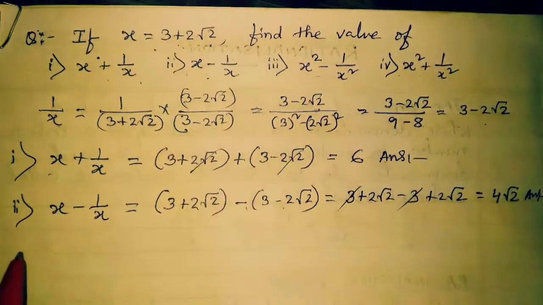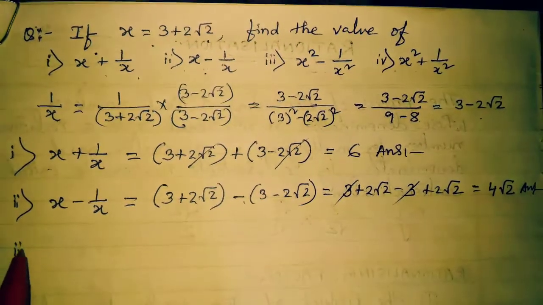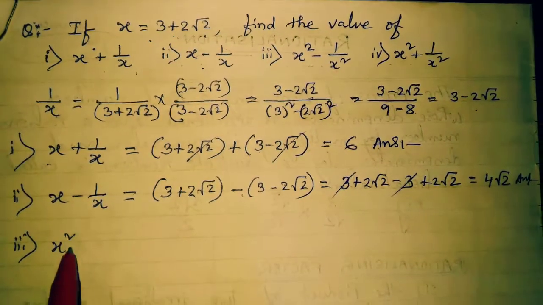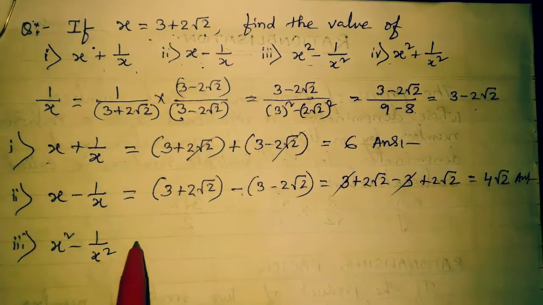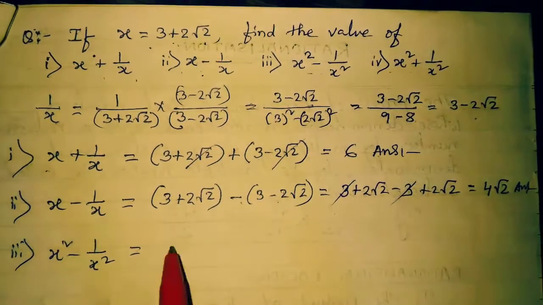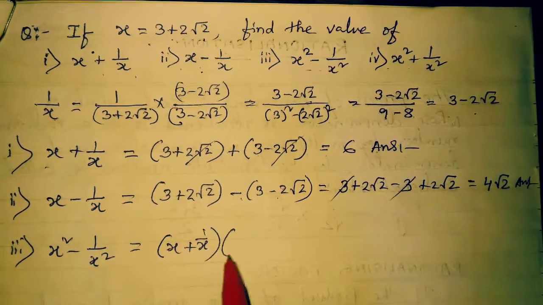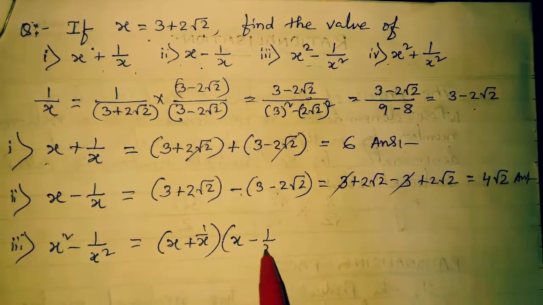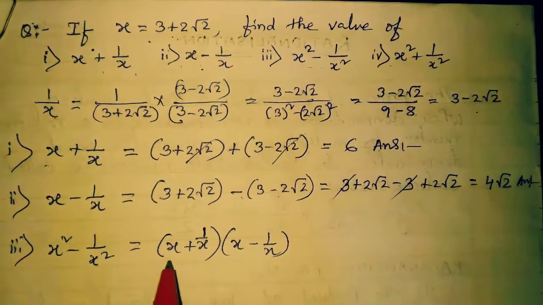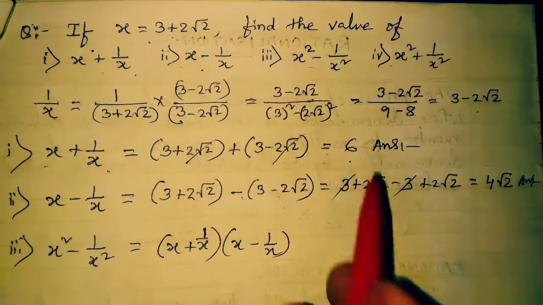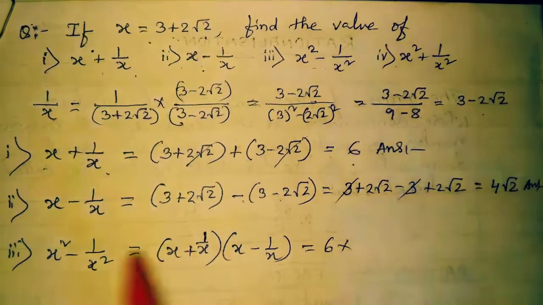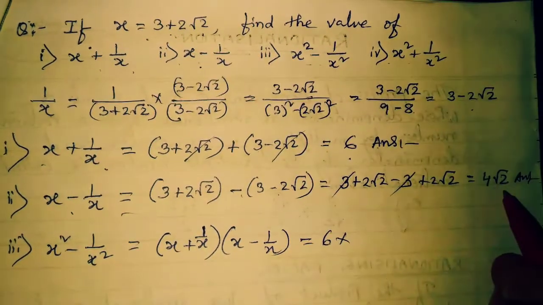Okay. Third is given what here? Third is given to find out x square minus 1 by x square. Student, you know the formula, a square minus b square formula. That is what? (a plus b) into what? (a minus b). This is the formula only, okay? So x plus 1 by x value we got what, 6, and x minus 1 by x value we got what here, 4 root 2.